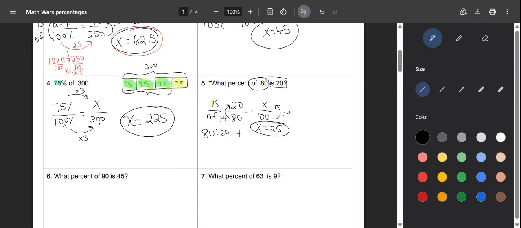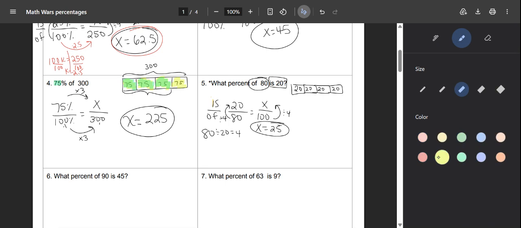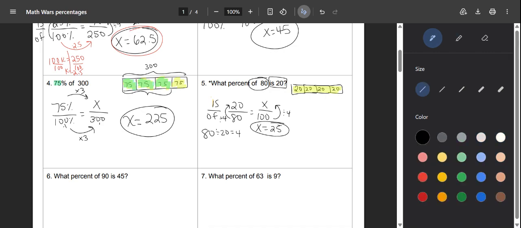I could also set up a tape diagram. I'm going to use pieces that are 20 and see how many of them I need to get to 80. So I've got 40 here, 60, and now I've got 80. So if this whole piece is 100, I've now divided it into 4 equal pieces. How many, or what percentage, is one of those pieces? Well, when I do 100 divided by 4, that gets me 25. So I get 25 either way.